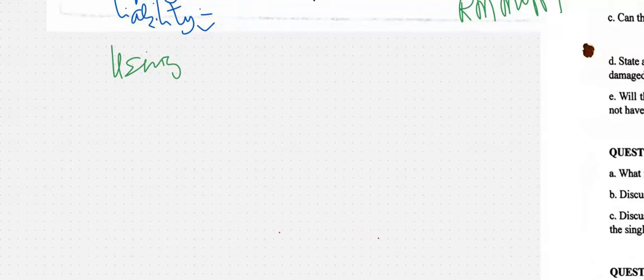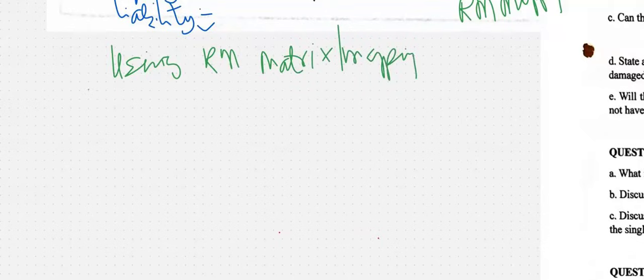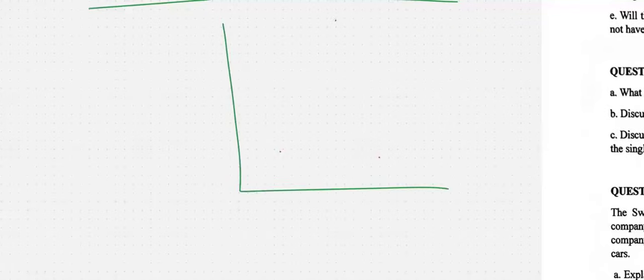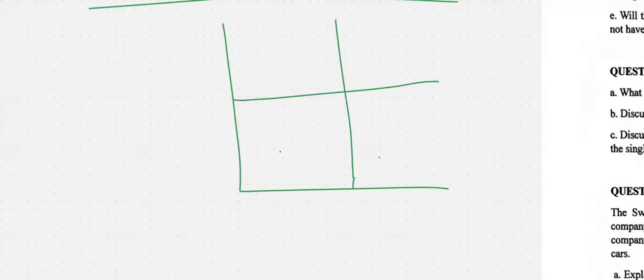So using what? Risk management matrix, or risk management mapping. This is how it is. You divide into 4 quadrants. You have to draw it in the exam, so divide into 4 quadrants. The left-hand side, we call it frequency. The below one, we call it severity.